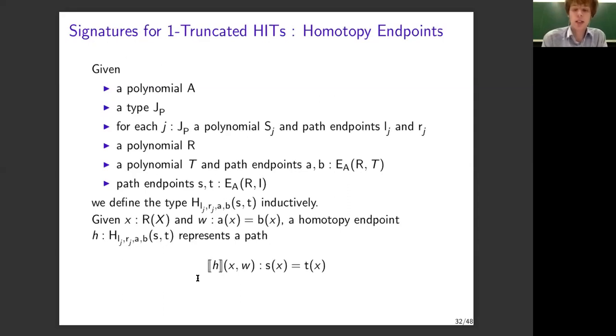But the main thing you need to take away here is what it represents. If we have a type X with the desired point constructor and the desired path constructors, then a homotopy endpoint represents, for each x of type Rx and each w of this type, a path like this. This is the point argument, this is the path argument, and here you see that you have S and T, which describe the left and right hand side of the paths being defined.